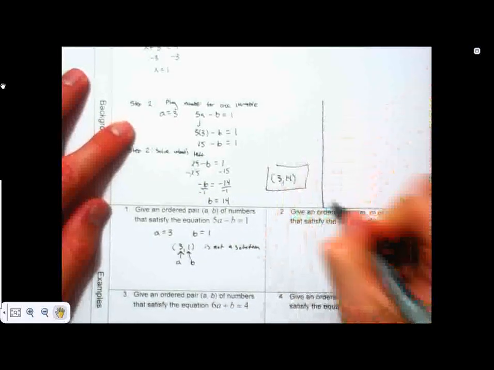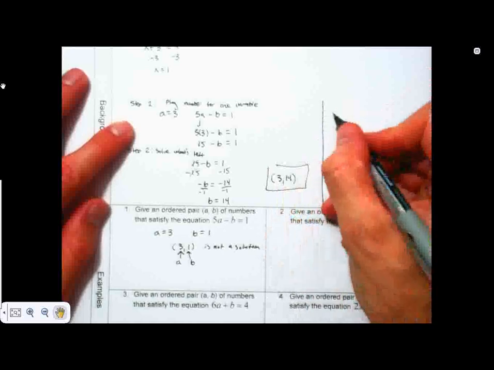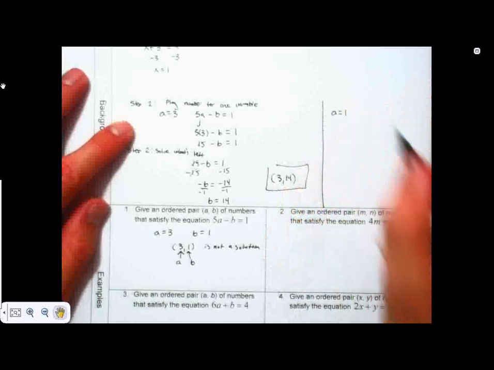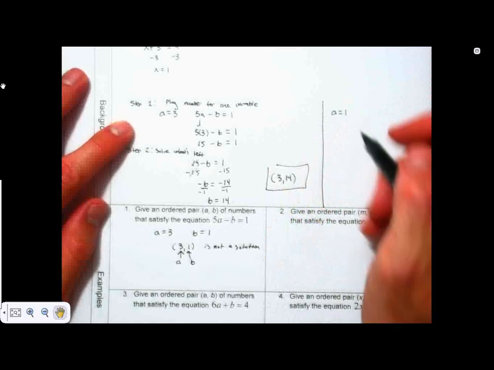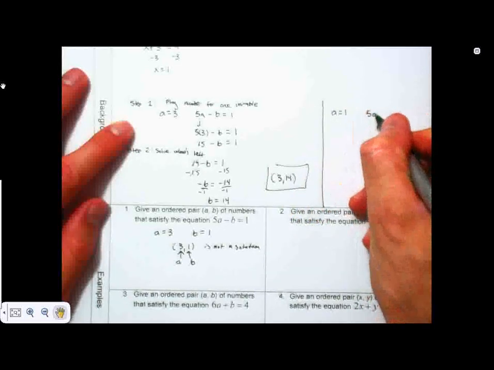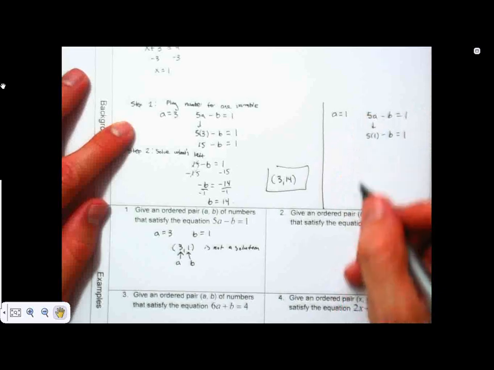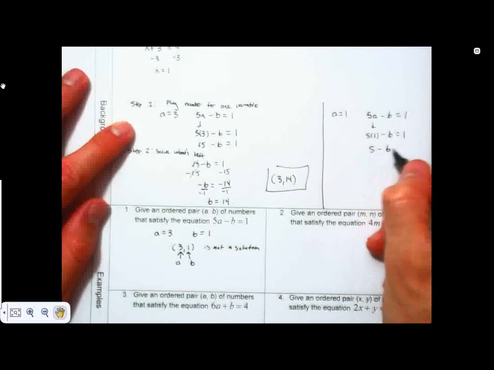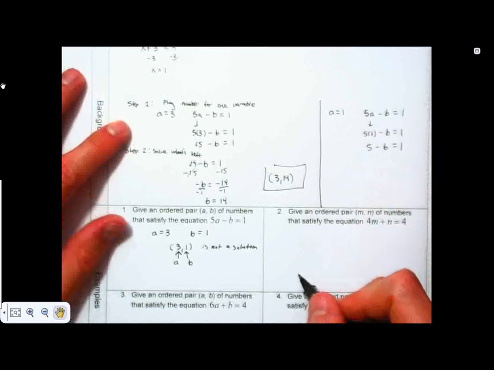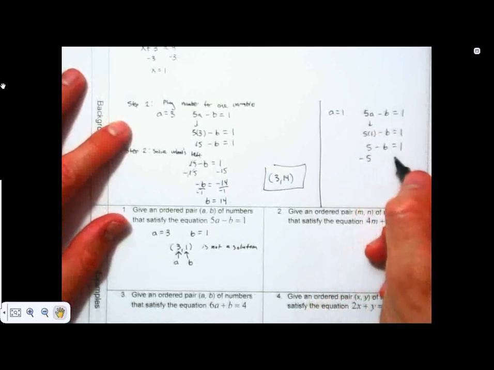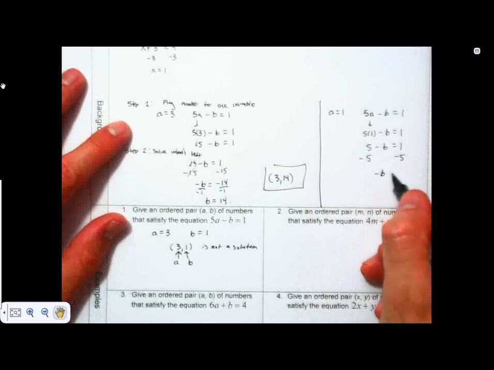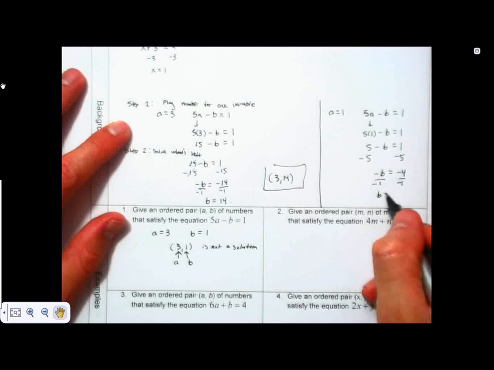But I just want to show you one more example. So suppose we would have chosen, for example, A equals 1 instead. Well, if A equals 1, then I'm going to go through the same routine. I plug 1 in for A. 5 times 1 is 5. And now I'm going to solve this equation for B, so I'm going to subtract 5 from both sides. And what I end up with is negative B equals negative 4. Divide both sides by negative 1. And I end up with B equals 4.